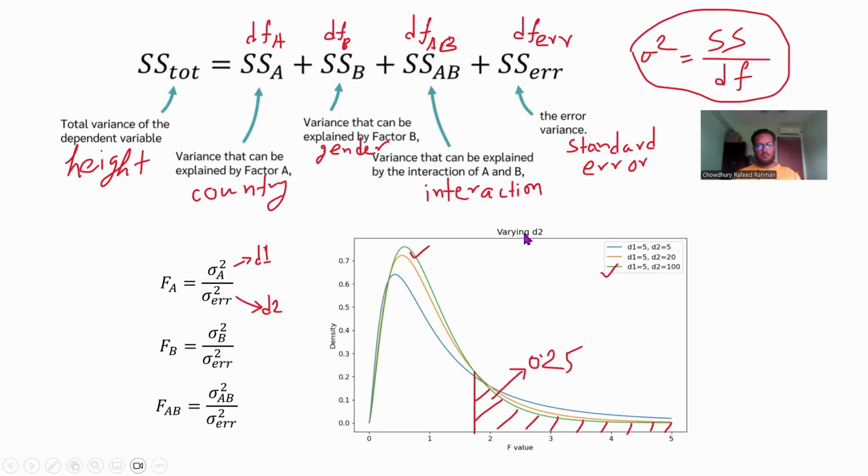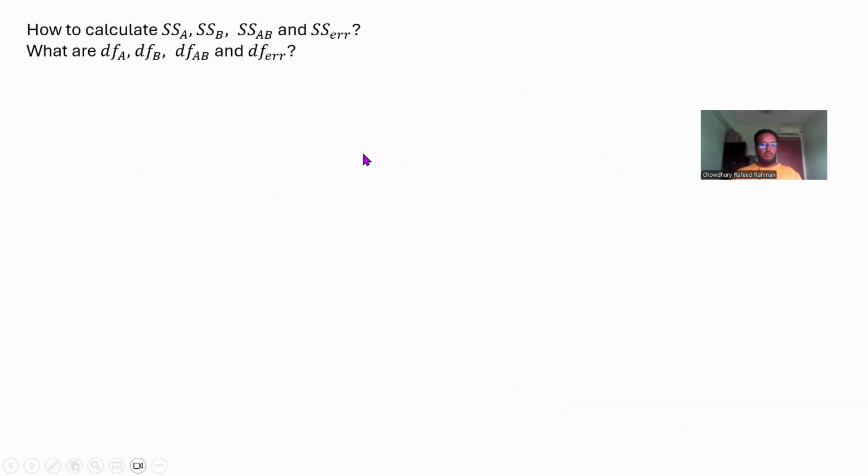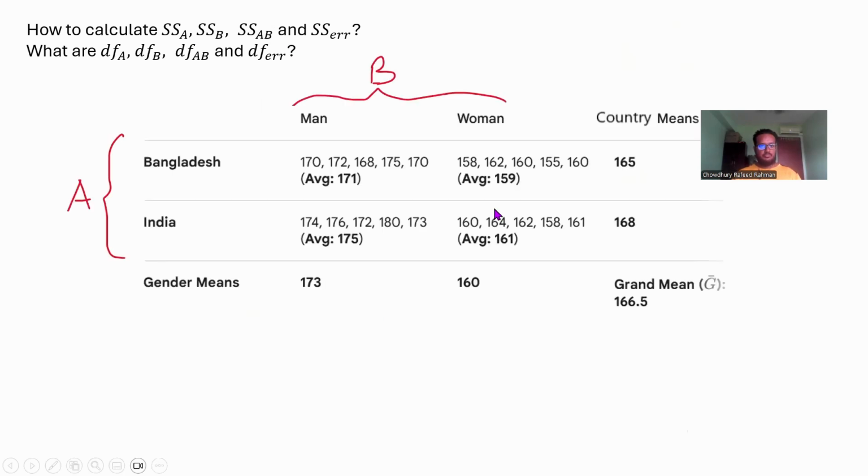So that is exactly what we are going to discuss right now. So let's dive in. Two questions: how do we get these, and how do we get the degrees of freedom? Okay, so let's see an example.